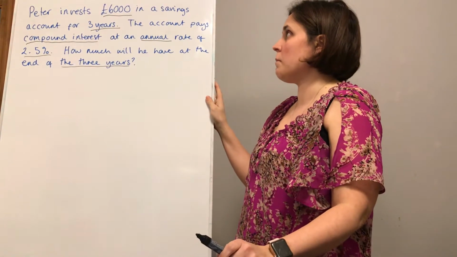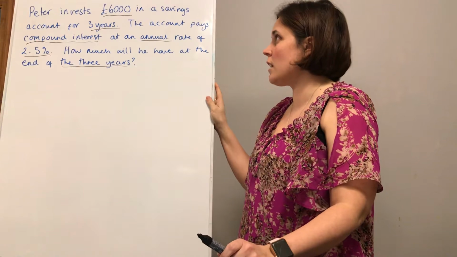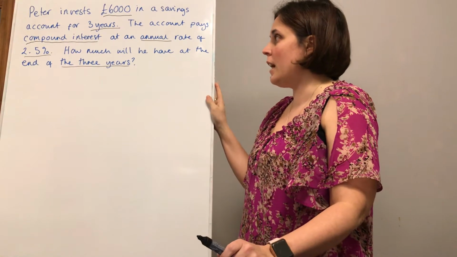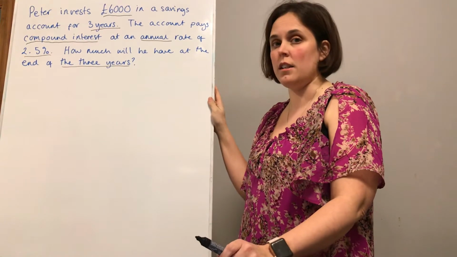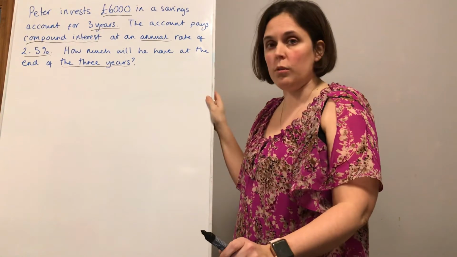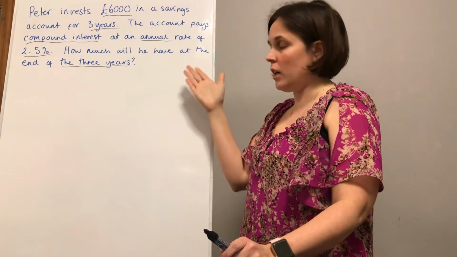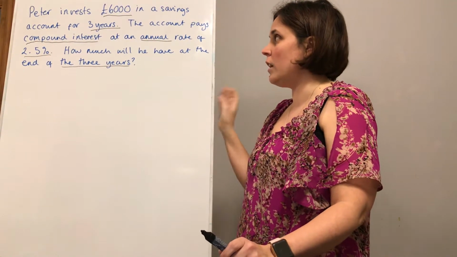Peter invests £6,000 in a savings account for 3 years. The account pays compound interest at an annual rate of 2.5%. How much will he have at the end of the 3 years? So I've already underlined all of the key parts to this question. I think that those parts should be fairly straightforward for you.